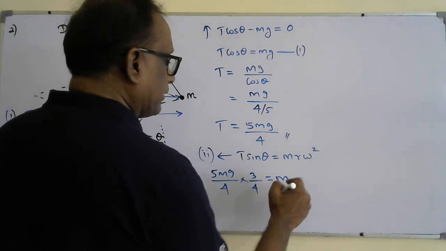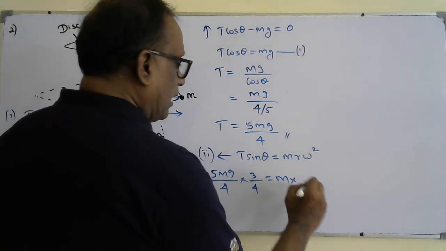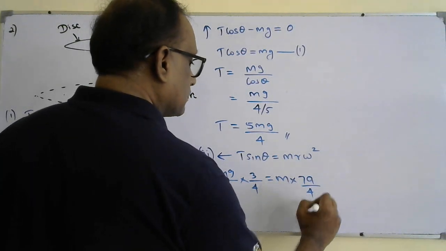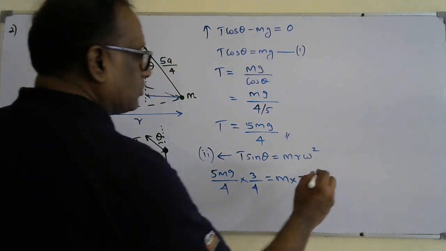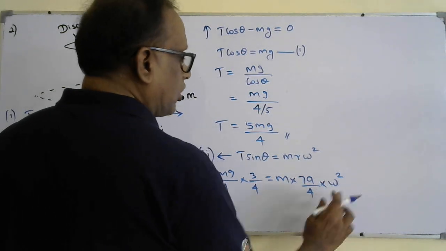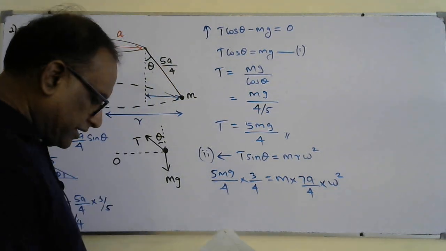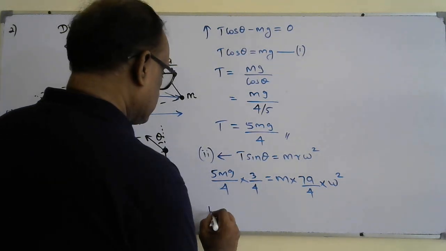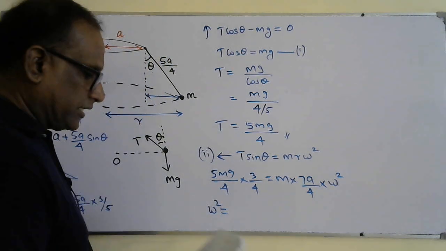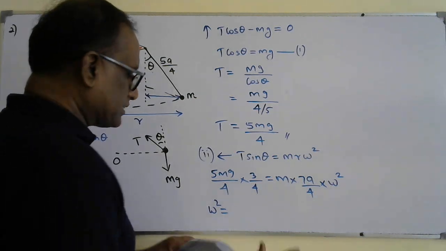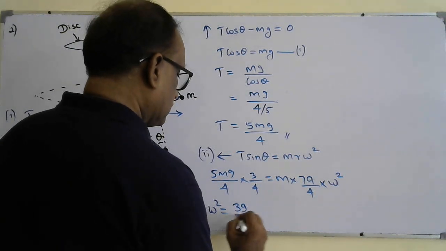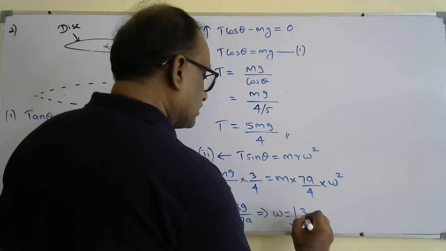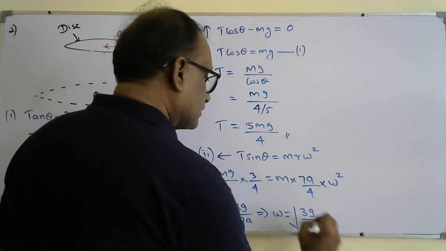equal to m. Anyway, this m will get cancelled. R is equal to 7a by 4, into omega square. Okay, solve it and find the omega. When you solve you get omega squared equal to 3g over 7a. So omega is the square root of 3g over 7a.